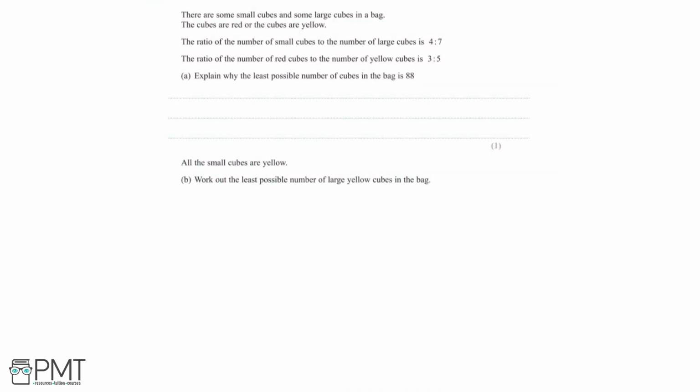In this question, we're told that there are some small cubes and some large cubes in a bag. The cubes are red or the cubes are yellow. The ratio of the number of small cubes to the number of large cubes is 4:7, and the ratio of the number of red cubes to the number of yellow cubes is 3:5. And in part A, we need to explain why the least possible number of cubes in the bag is 88.